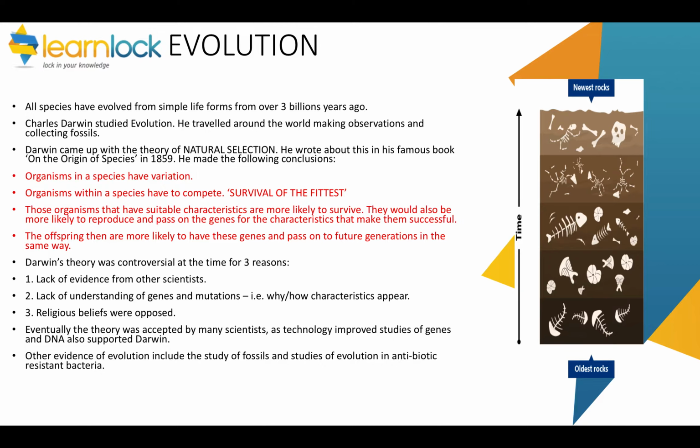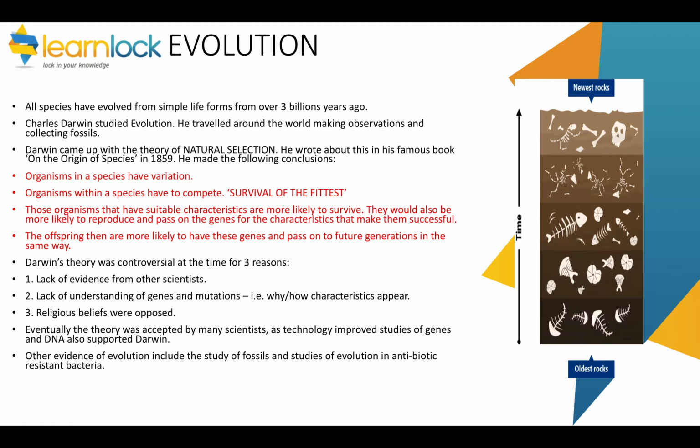And he made the following conclusions. First of all, we know that organisms in a species have variations, so they're not all the same. And within a species, they will have to compete. That's called survival of the fittest, because only those that are better adapted to certain places or certain conditions will have the beneficial gene to be able to survive. So, for example, it could be those that had thicker fur, those that were faster, those that were different colours because of camouflage. Whatever it is, those organisms that have suitable characteristics were more likely to survive.